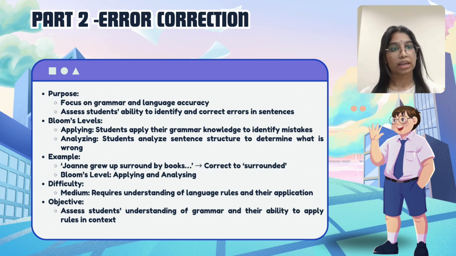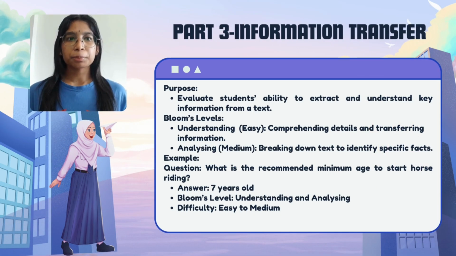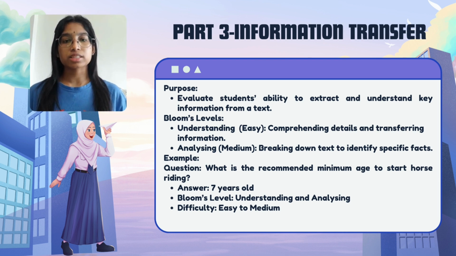By having students correct these errors, we aim to assess their understanding of language rules and their ability to apply them in context. The third part of the reading test focuses on information transfer. In this section, students are required to extract key details from a text and present them concisely. For example, the first question about the recommended minimum age for horse riding asks students to locate and transfer specific information from the passage. This section tests students' understanding and analyzing abilities.